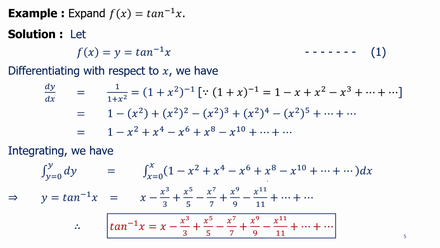So therefore, tan inverse of x is x minus x cube upon 3 plus x to the power 5 upon 5 minus x to the power 7 upon 7 plus x to the power 9 upon 9 minus x to the power 11 upon 11, and so on. So this is the expansion of the function tan inverse of x.